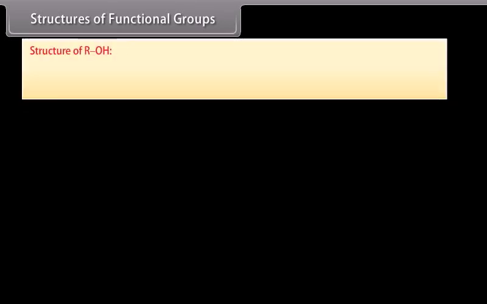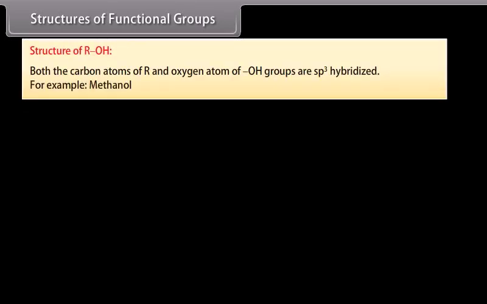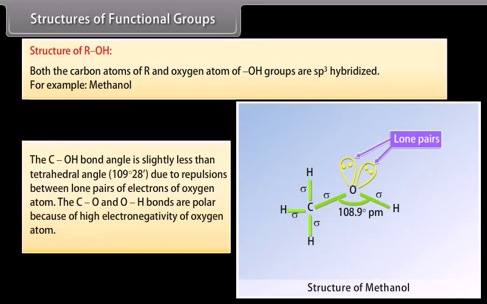Structures of functional groups. Structure of ROH. Both the carbon atom of the alkyl group and the oxygen atom of the hydroxyl group are sp3 hybridized. For example, methanol. The C-O-H bond angle is slightly less than the tetrahedral angle, that is 109°28', due to repulsions between lone pairs of electrons of the oxygen atom. The C-O and O-H bonds are polar because of high electronegativity of the oxygen atom.